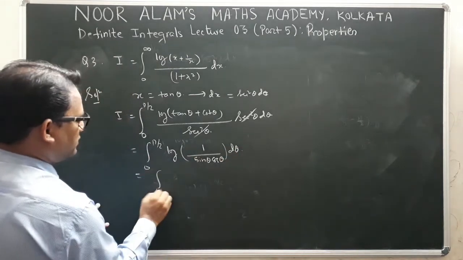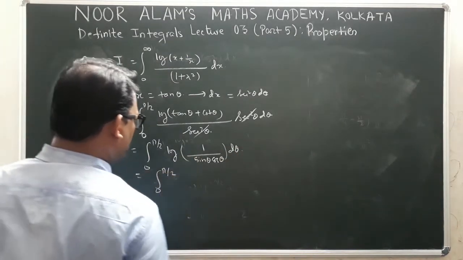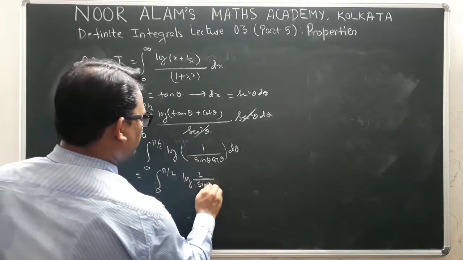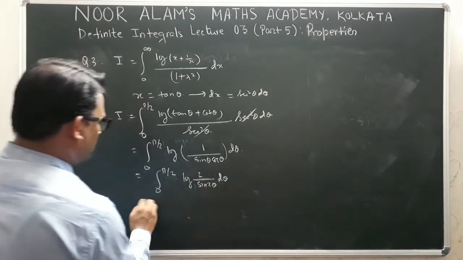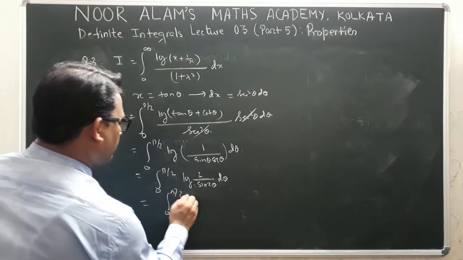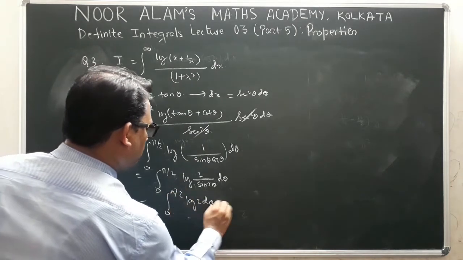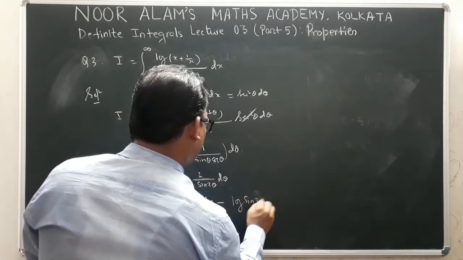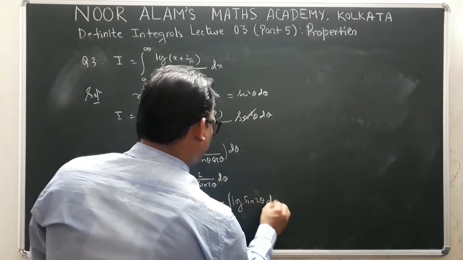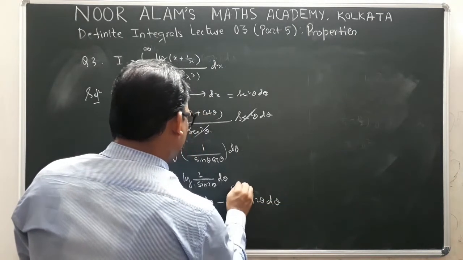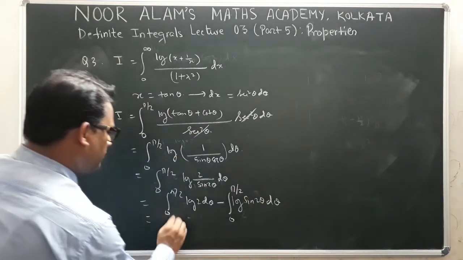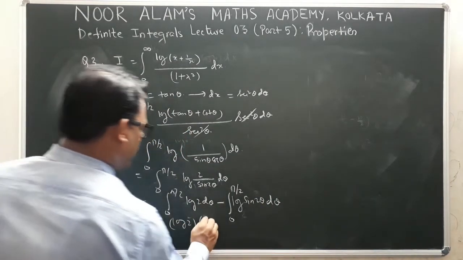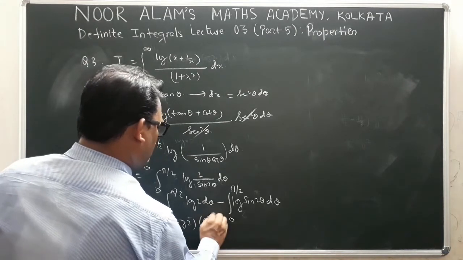So now in the next step we can write 0 to pi by 2 of log of 2 by sin 2 theta d theta. Okay, so now 0 to pi by 2 we can write as log of 2 d theta minus log of sin of 2 theta d theta, integration 0 to pi by 2. Now what is this value? Log 2 we take outside, and from here integration of d theta we get theta.